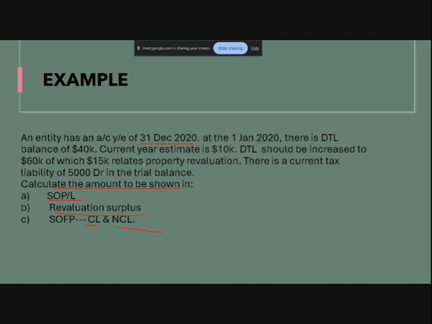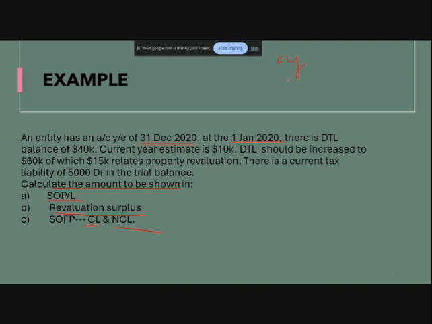Deferred tax liability. The deferred tax liability of 40K, this is on 1st January, like an opening, at the year beginning. So what is this amount? You have to know what it is.